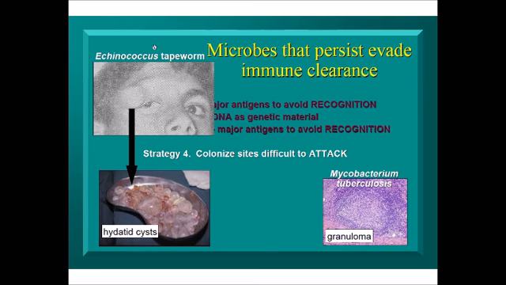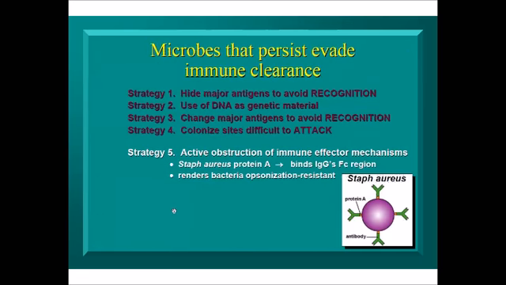Likewise, there are these tapeworms, the genus is called Echinococcus, and they form basically little cysts inside of the tissue that are impossible for the immune system to go after. And so it just lives in there happily. And when they're removed from the body, here's what they look like. So, 4 strategies: colonize sites the immune system can't reach.